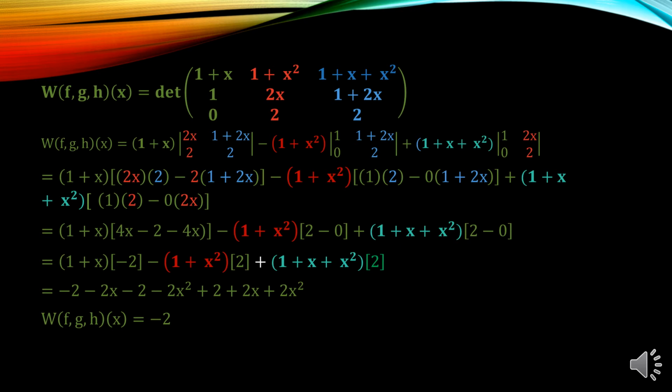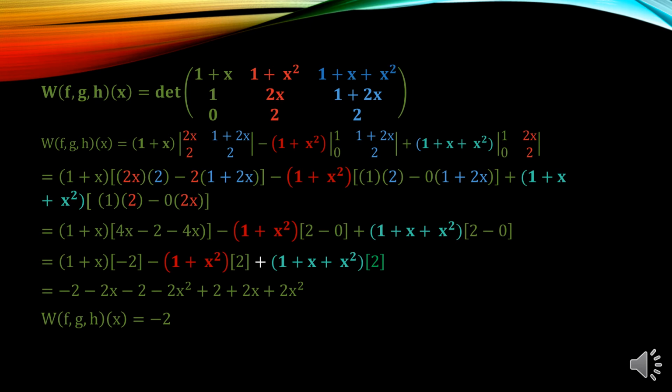What is the implication if we are getting a negative 2? Remember, the Wronskian is very, very important to us. Remember, we are thinking of these functions, differentiable functions, f of x, g of x, h of x, as being vectors in the vector space of differentiable functions.